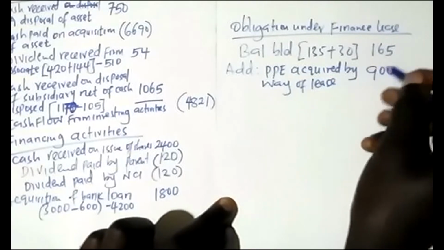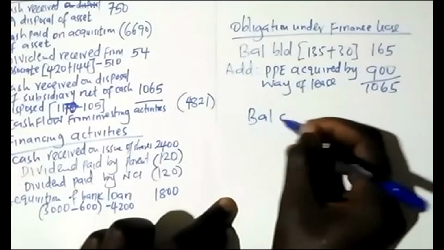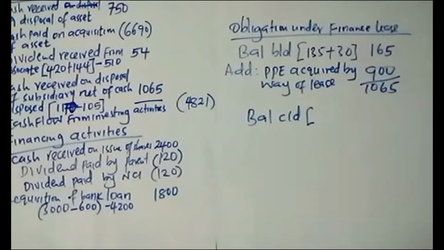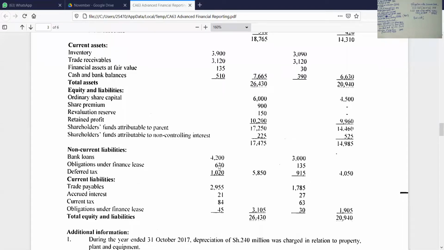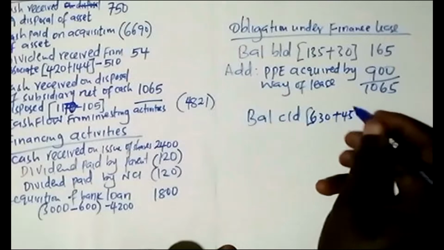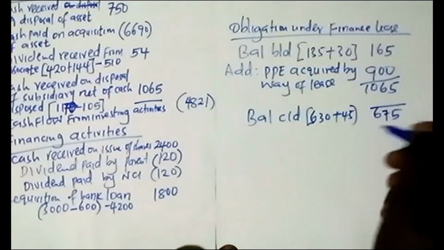The one for 900. So I get here 1065. Then I will compare with balance carried down. So balance carried down for the risk. So the two of them. So the 630 plus 45. So that one is 675.